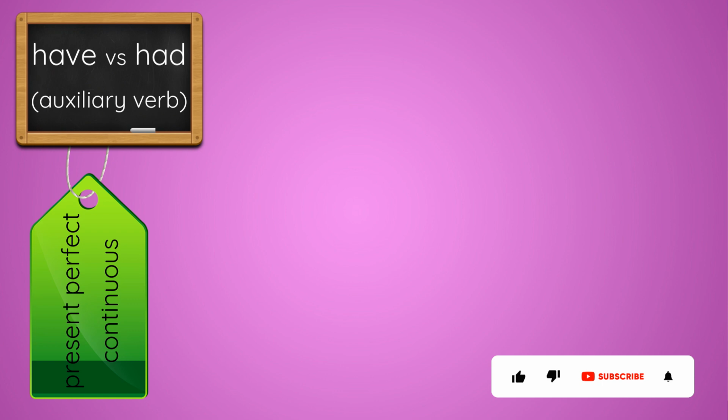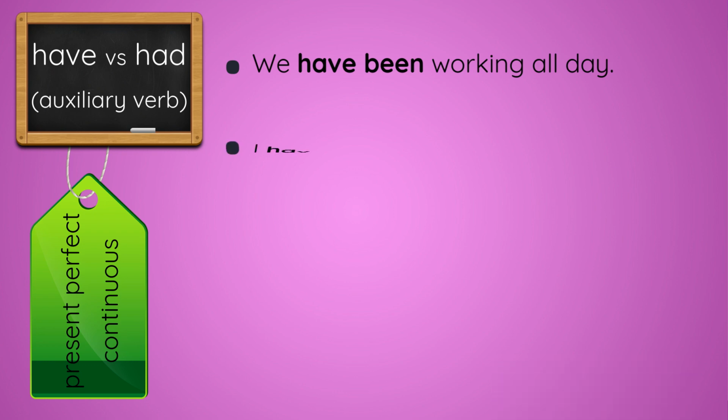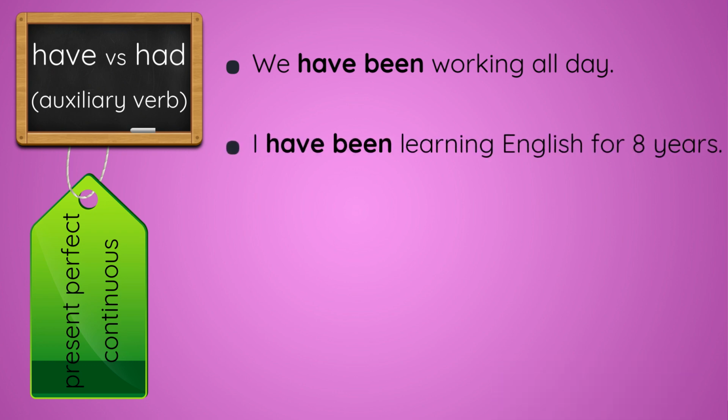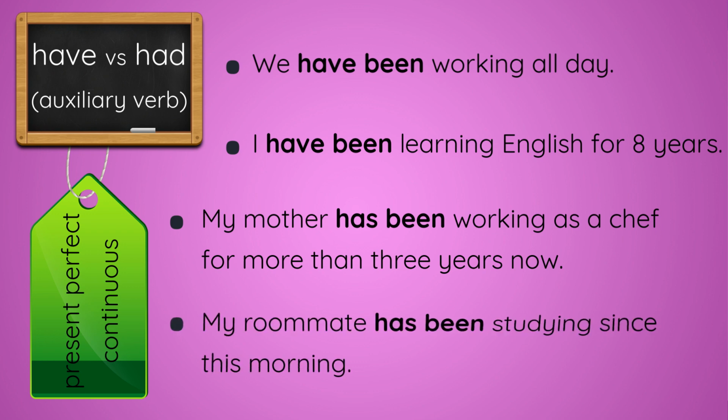Present perfect continuous: we have been working all day. I have been learning English for 8 years. My mother has been working as a chef for more than 3 years now. My roommate has been studying since this morning.